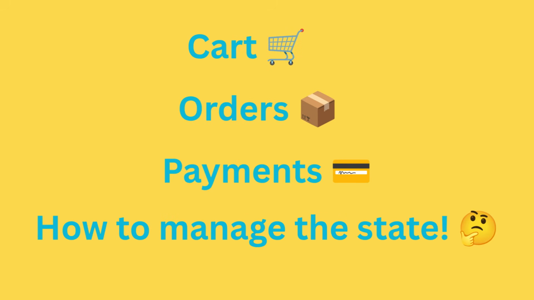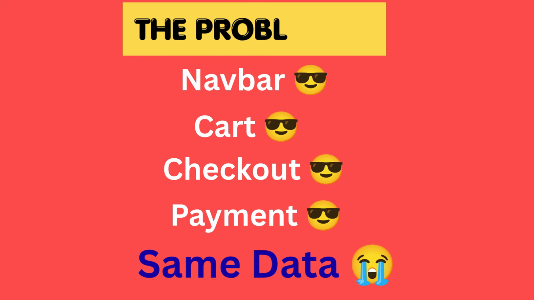As applications grow, they manage lots of shared state like shopping carts, orders, payments, and user information. Managing all this state can quickly become difficult. So, what's the best way to manage it? Let's find out. The problem is multiple components need access to the same data.